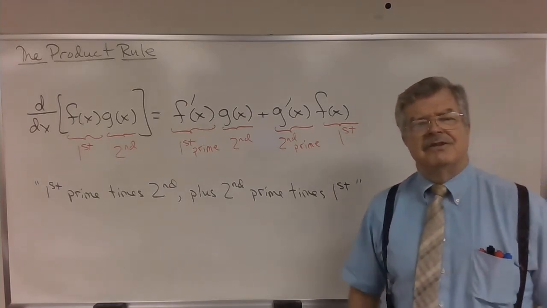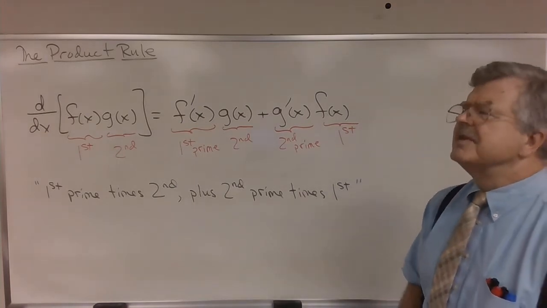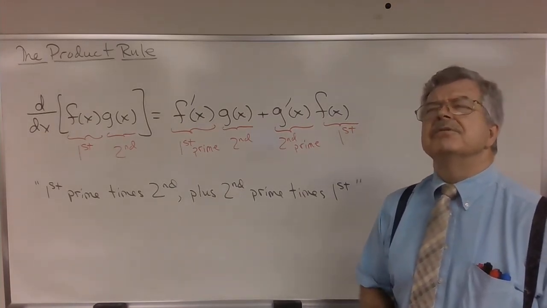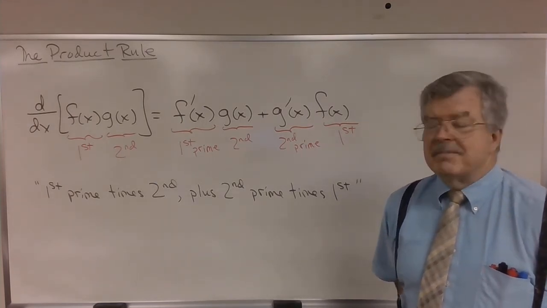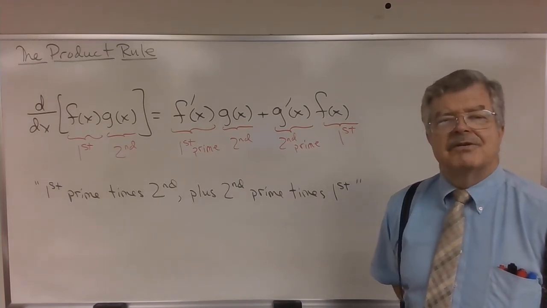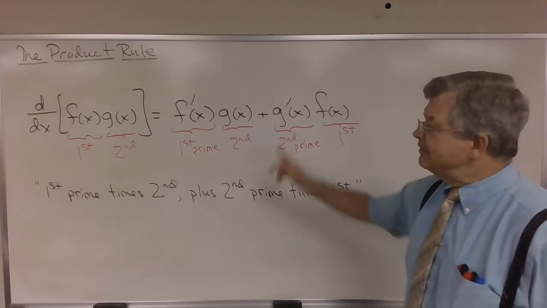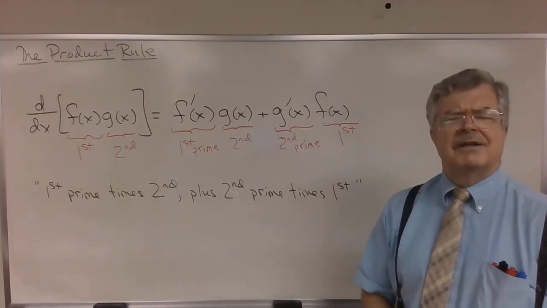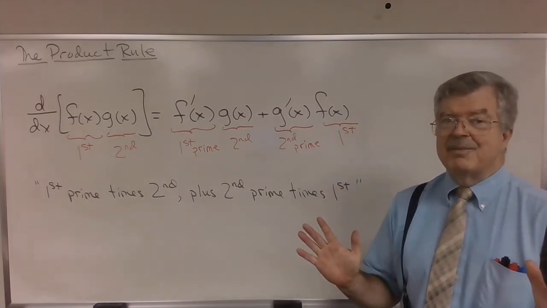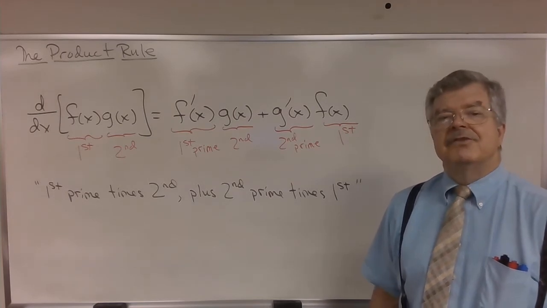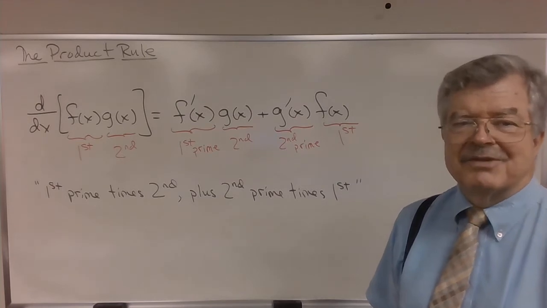I walked around and I said, first prime times second plus second prime times first. And you know, when I did my homework, I didn't have to look back in the book to find out how to compute the derivative of a product. I just looked at it and said, oh, it's a product. First prime times second plus second prime times first. And the problem was pretty much done for me already by that point. So I'll get off my soapbox and we will do a ton of examples.